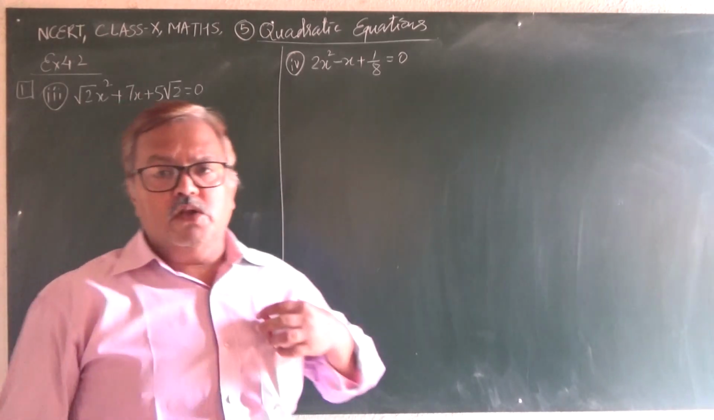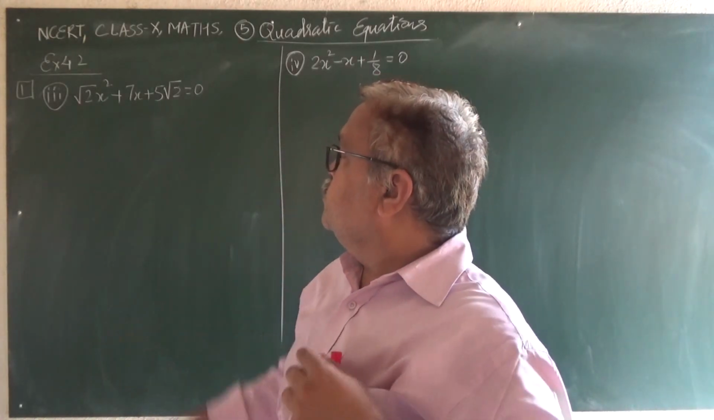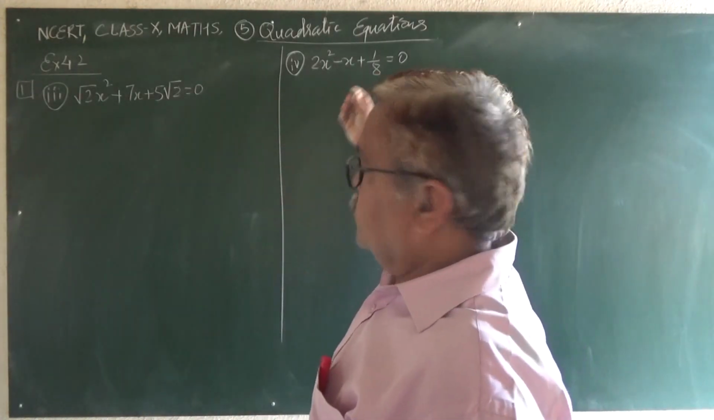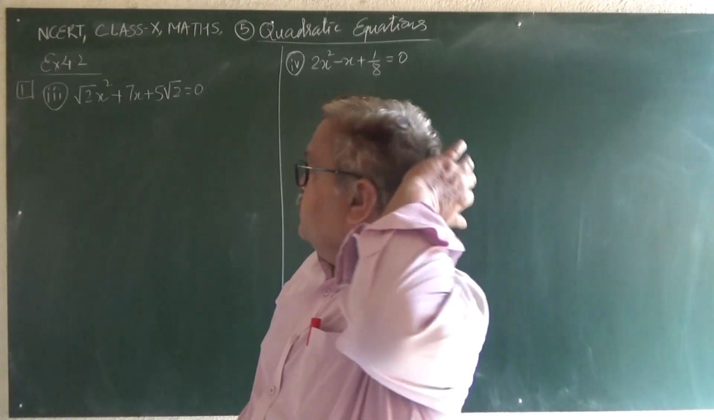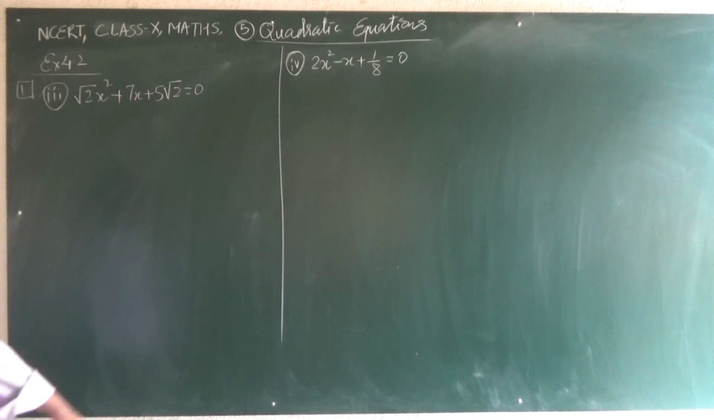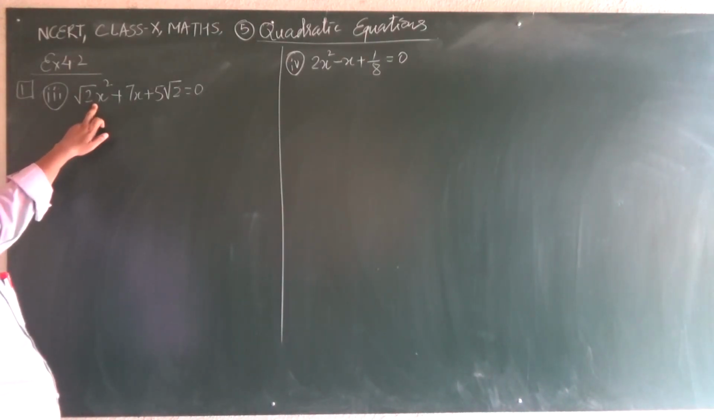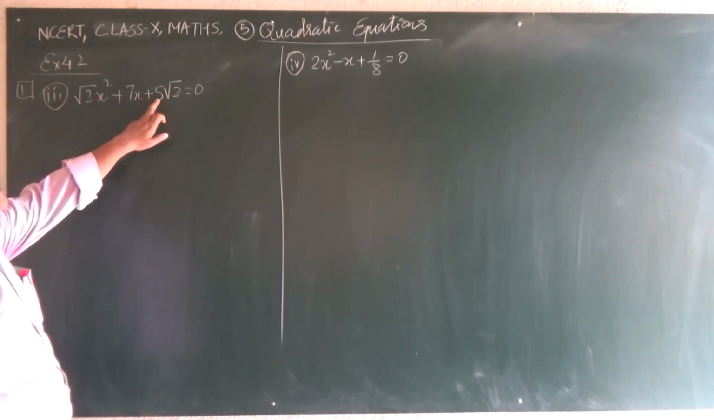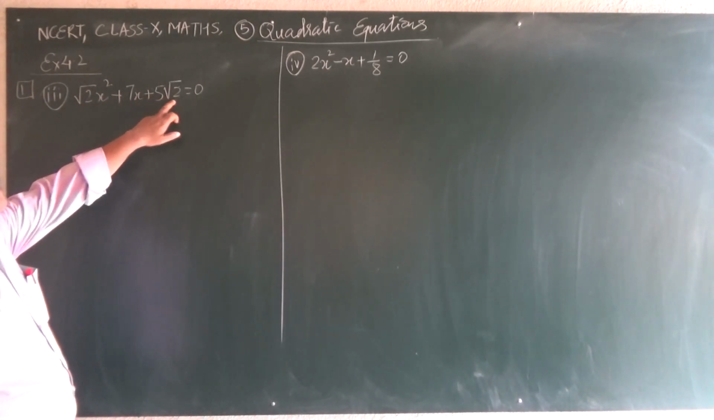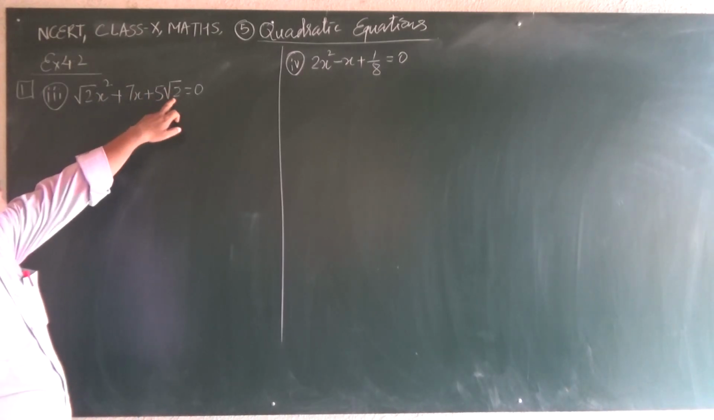Let us see, students, two more sub questions of main question number 1, exercise 4.2, the third one and the fourth one. Okay, root 2 x square plus 7x plus 5 root 2. Now here what to do? Root 2 coefficient is not 1, so we cannot do this orally. So root 2 into 5 root 2, that will be root 2 into root 2 is 2, and 2 fives are 10.